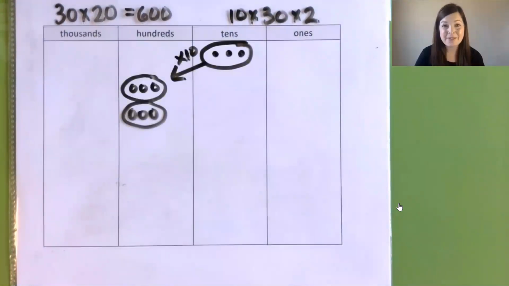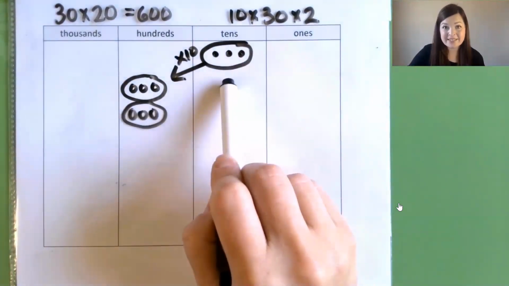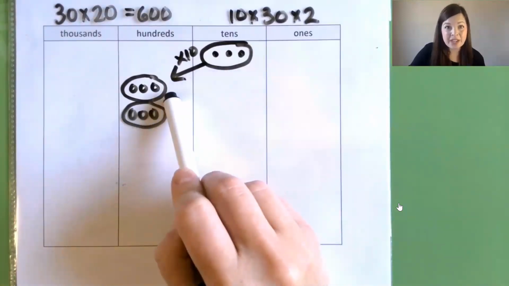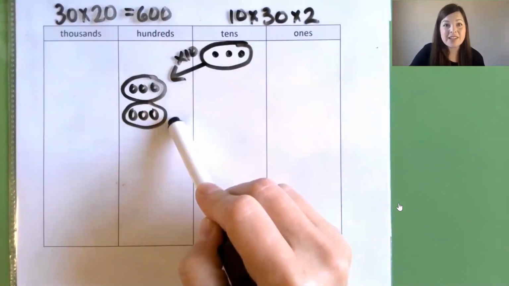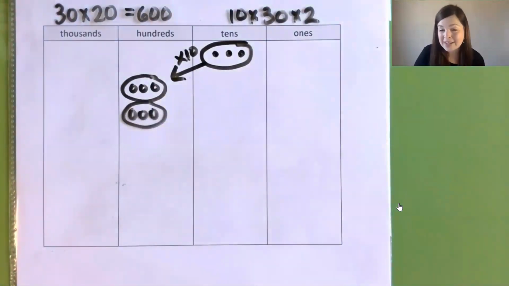Here's how I represented it. We can think of it like this. Here's 30, or 3 tens. 10 times 3 tens is 3 hundreds, and 3 hundreds times 2 is 6 hundreds. How does this product compare to the last one we got? They're the same.